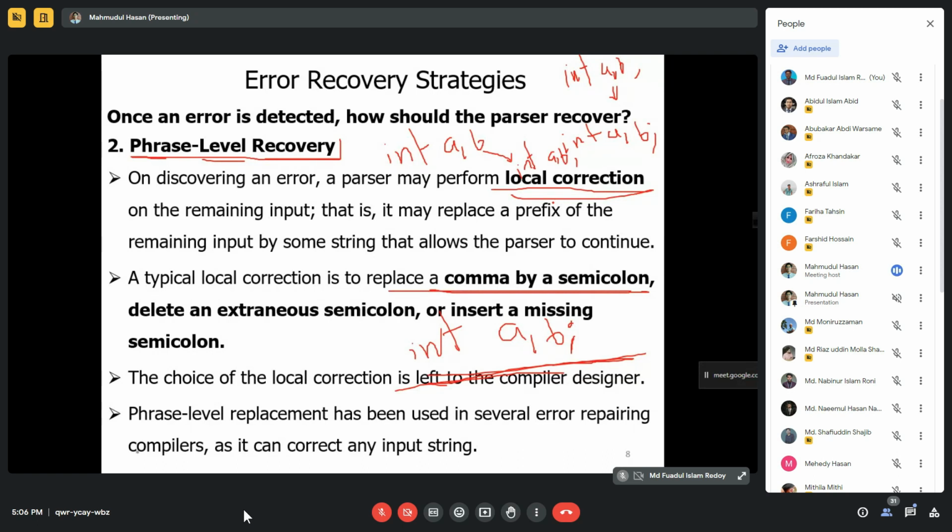So in phrase level recovery, when your compiler finds an error, it will perform some local correction, and local correction means replacing a comma with a semicolon, deleting an extra semicolon, or inserting a missing semicolon, and then it continues its processing. Those things totally depend on the designer of the compiler, how the developer will handle it. That is what phrase level recovery is. That means some local correction.